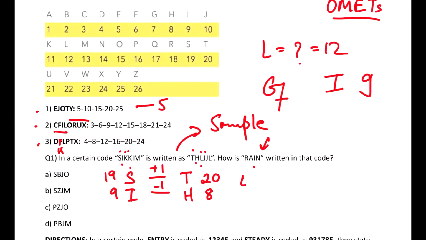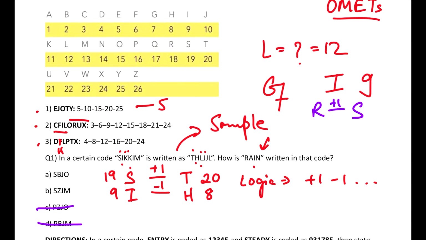So I get the logic from this part, and the logic comes out to be +1, -1, and repeat. So if I apply the same logic to rain, the first letter is pretty simple. You can say that R plus 1 would be definitely S. So therefore S will be my answer. I can eliminate two options clearly.